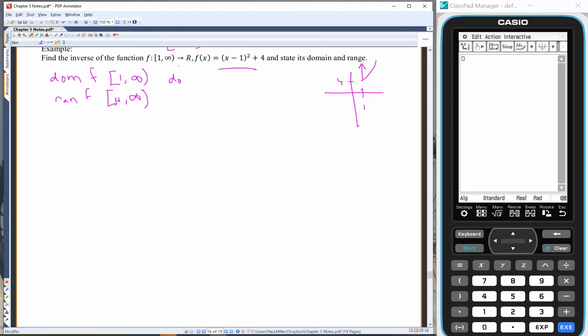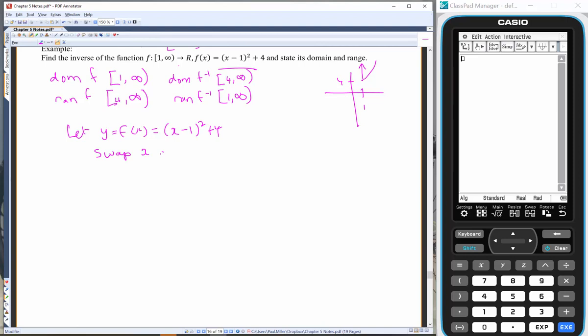Okay, so the domain of my inverse function is simply going to be the range of the original function because I'm going to swap them. And the range of the inverse will be the domain of my original. Okay, we're all set. Let y equal f of x equal (x take 1) all squared plus 4.